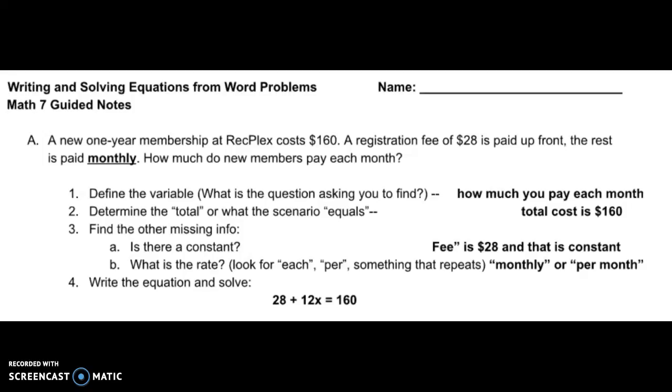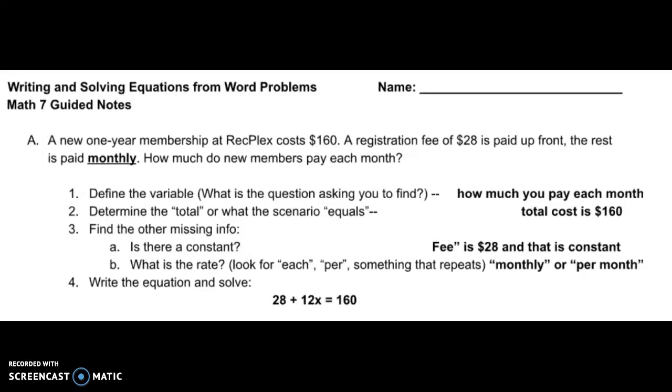So here in example number 1, a new 1-year membership at RecPlex costs $160. A registration fee of $28 is paid up front. The rest is paid monthly. So how much do new members pay each month?